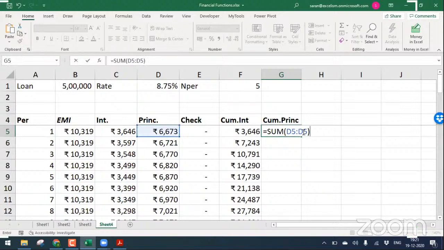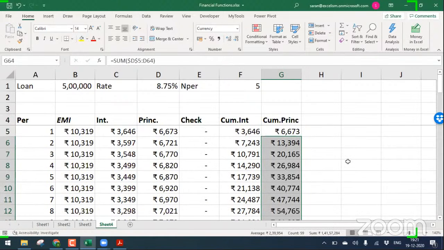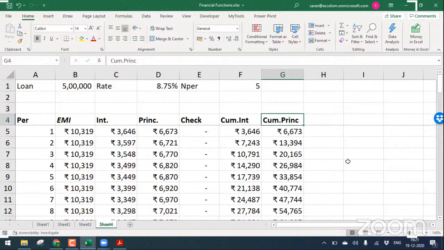This column, let me make this elastic, copy and paste, so that this becomes a running total. As simple as that. Okay. But friends, this is a manual method. I want to make it a function method.